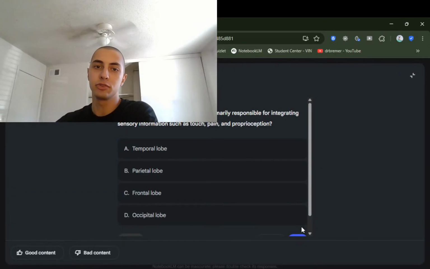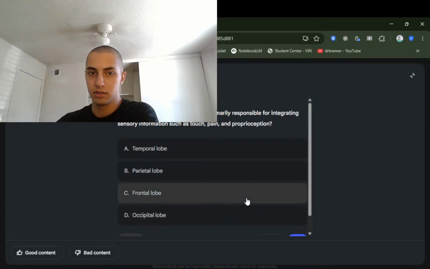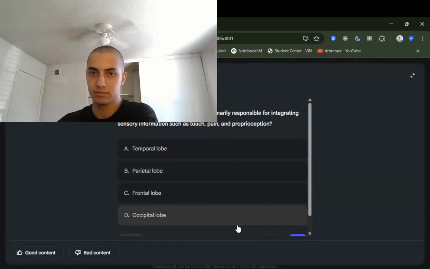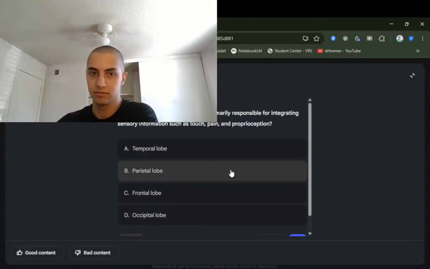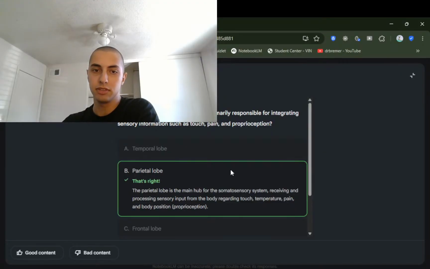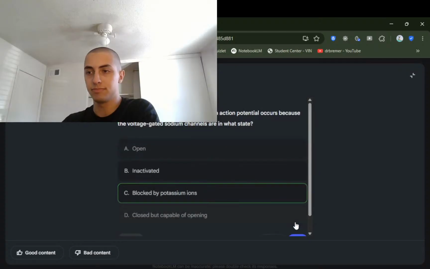Which lobe of the cerebral cortex is primarily responsible for integrating sensory information such as touch, pain, and proprioception? The parietal lobe. The parietal lobe is the main hub for the somatosensory system, receiving and processing sensory input from the body regarding touch, temperature, pain, and body position, which is also referred to as proprioception.